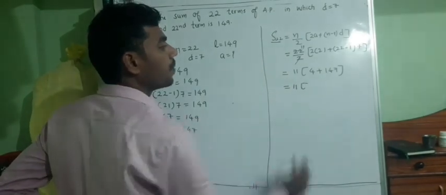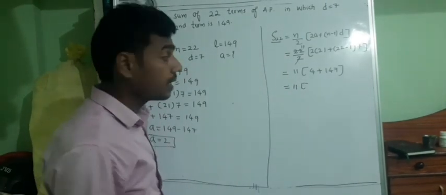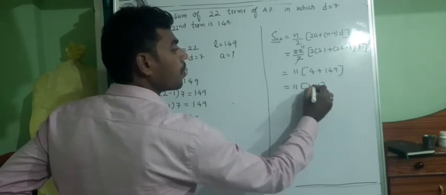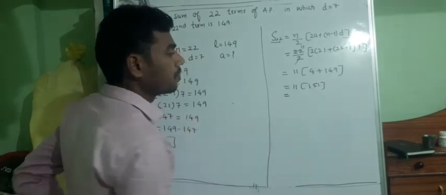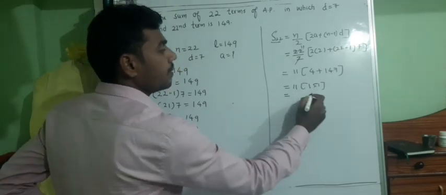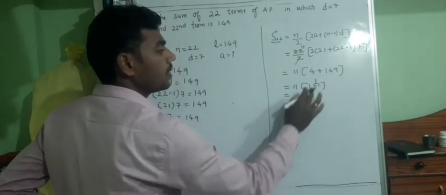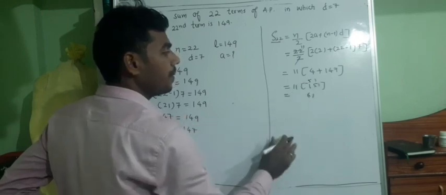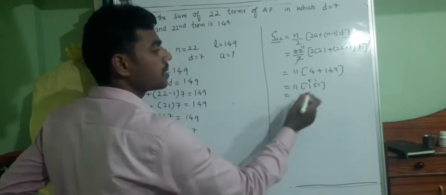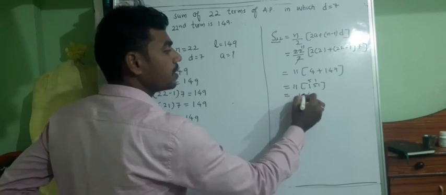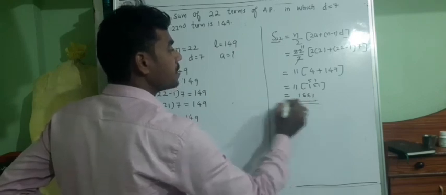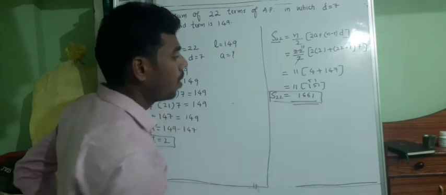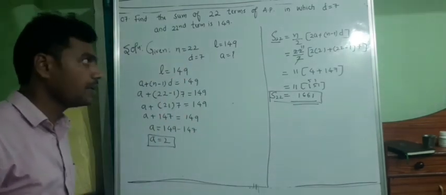11 into 147 plus 4, that is 151. 11 1s are 11, carry 1. 11 5s are 55 plus 1 is 56, carry 5. 11 1s are 11, 11 plus 5 is 16, 1661. So the sum of 22 terms is 1661. Please note this down.